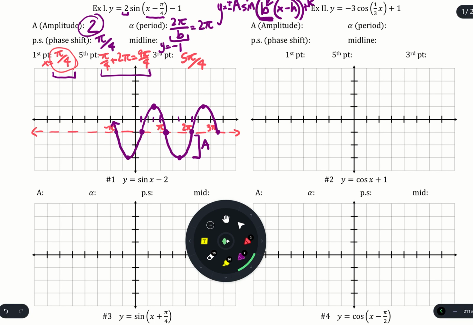Et cetera, et cetera. Now the standard we're going to use is always graph 2 cycles, at least 2 cycles. That's what I want your standard to be. I want you to always graph at least 2 cycles.